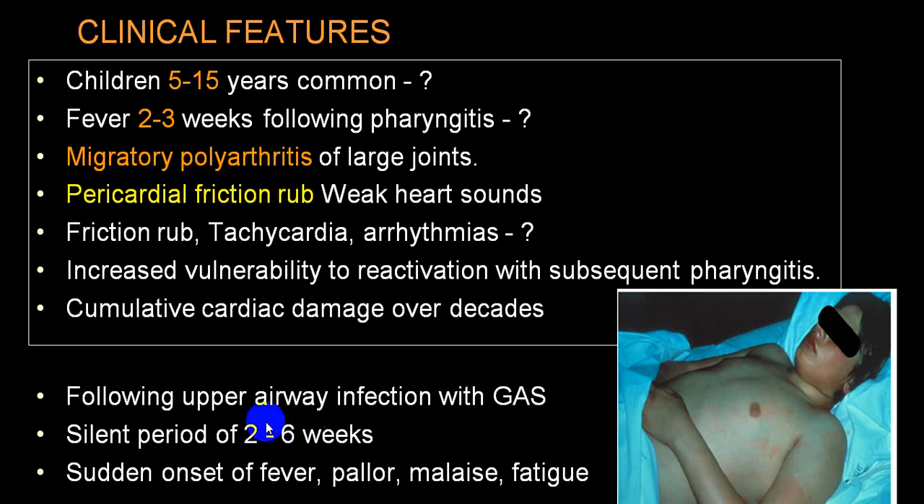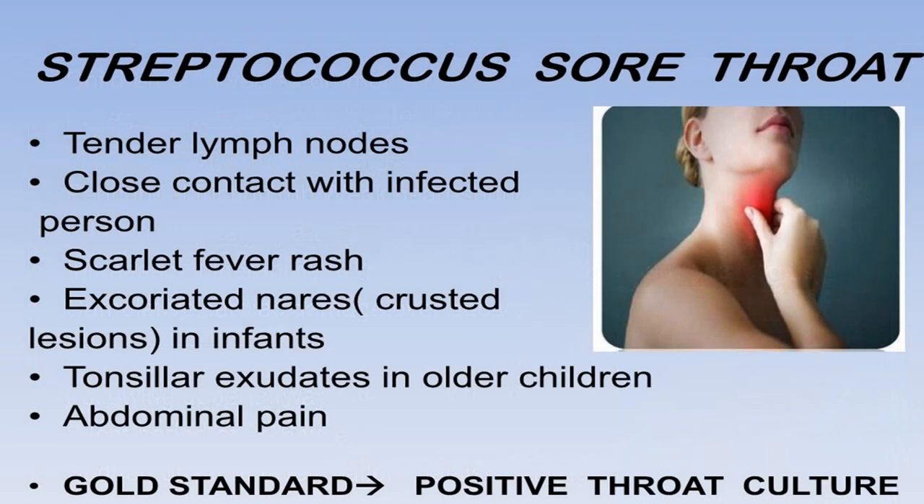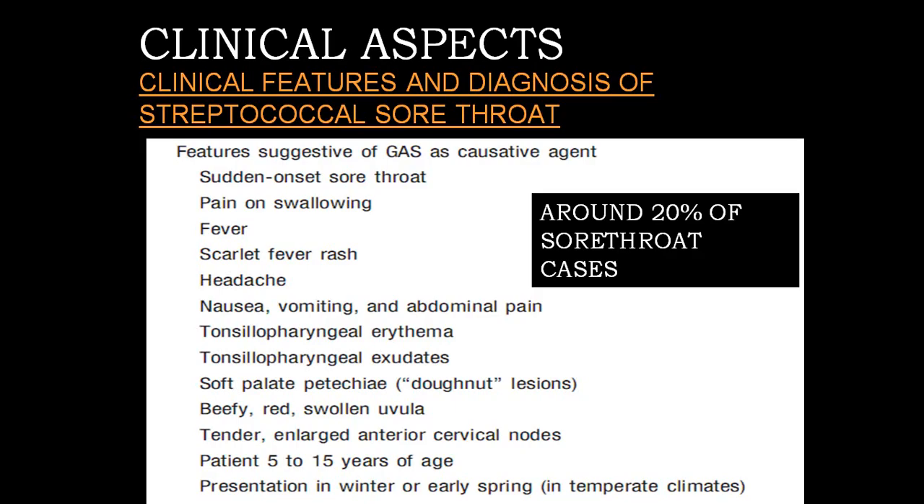Person can have a silent period of 2 to 6 weeks, and then there is a sudden onset of fever, pallor, malaise, fatigue, etc. And along with that, you get involvement of skin, subcutaneous tissue, you get joint involvement, you can have CNS involvement, you can have skin and cardiac involvement. But before that, person can have streptococcal sore throat, can have scarlet fever, tonsillar involvement, etc. So these are all the different manifestations of streptococcal involvement. At your leisure time, you can go through.